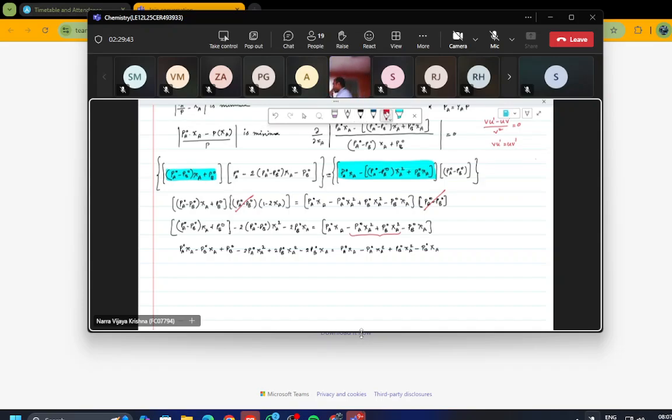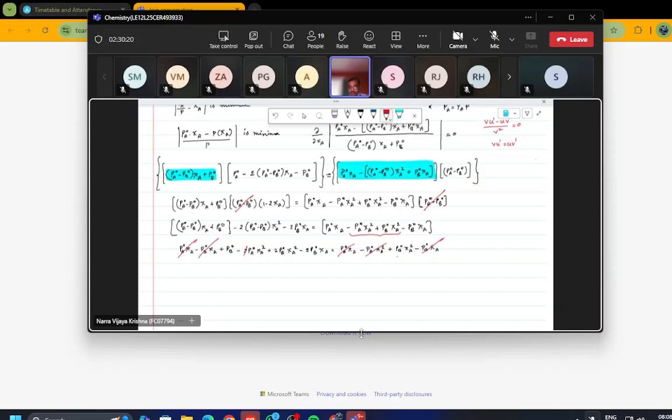Check. Anything gets cancelled? PA naught XA gone. Anything else? Yes, sir. Minus PB naught into XA also gone. Anything else? Minus PA naught into XA square. One time gone. Sorry, minus PA naught into XA square. This is minus 2 times of PA naught into XA square. One time gone.